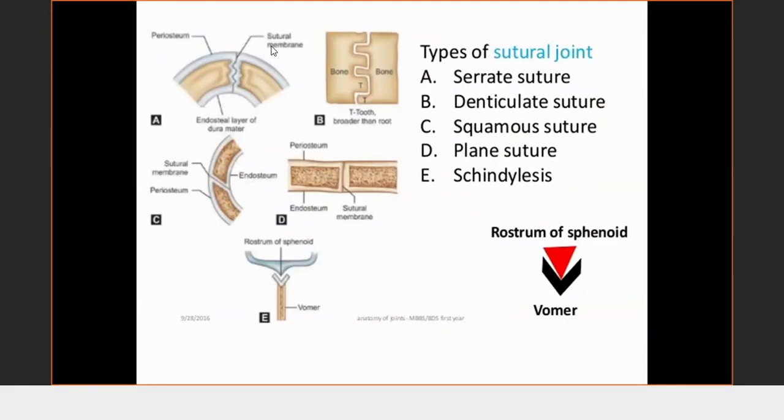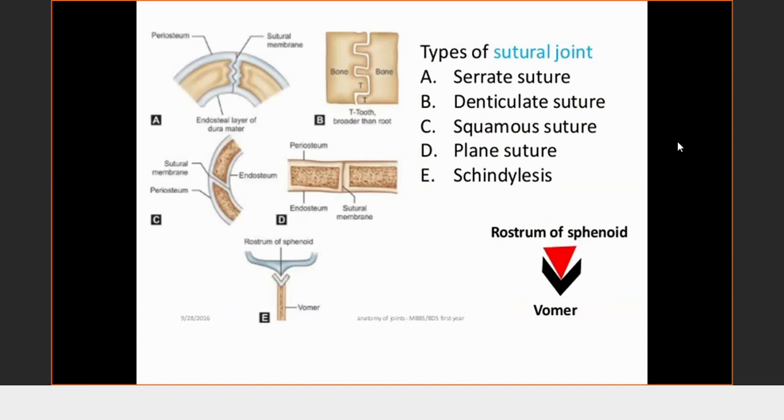And now syndesmosis, sorry, syndhylasis is one type of sutural joint. Here one ridge of one bone is fitting into a groove. Suppose this is the groove, and then one ridge is fitting into it. A typical case is the vomer. Now you can see here the rostrum of the sphenoid bone, and this vomer. This vomer is having the groove, and the rostrum of the sphenoid is fitting into this groove, and that type of sutural joint is known as syndhylasis.